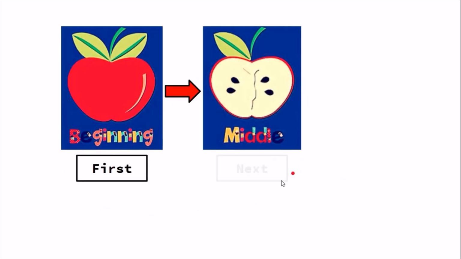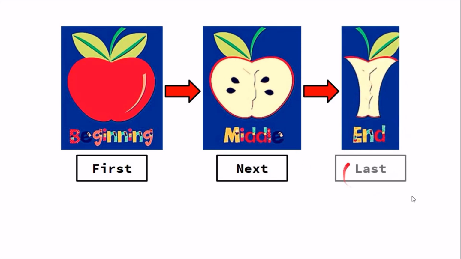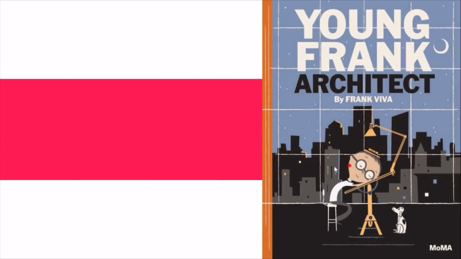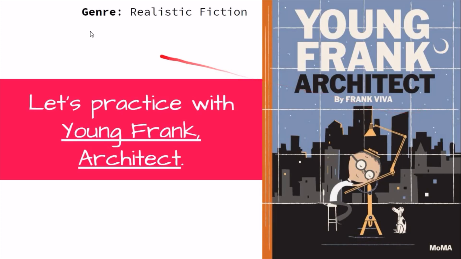And when you talk about the beginning, you will say first. When you talk about the middle, you will say next. And when you talk about the end, you will say last. So we are going to practice with this book, Young Frank Architect, that we just finished reading. And just a reminder, the genre or the type of book is realistic fiction. That means this story could happen in real life, but it was actually made up by the author.